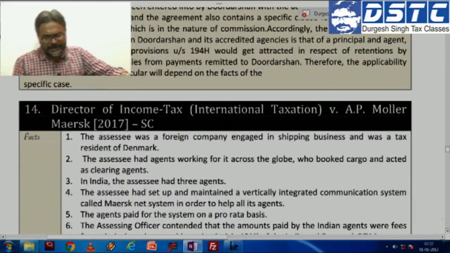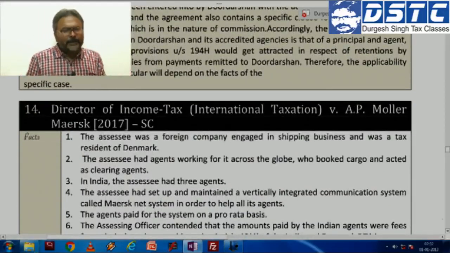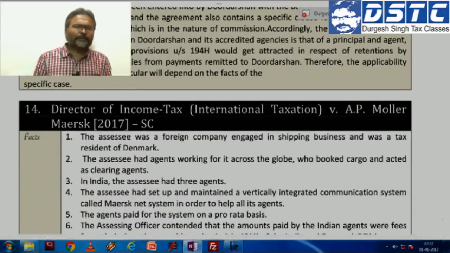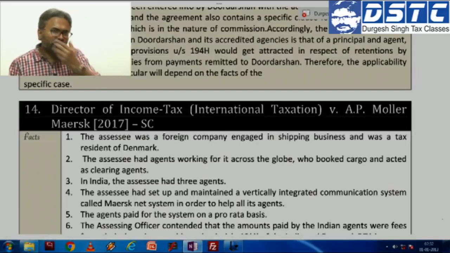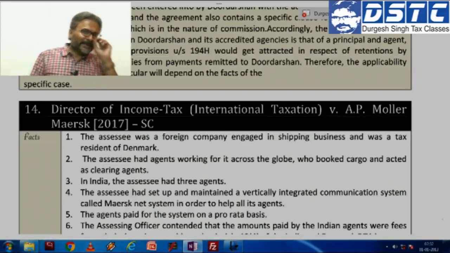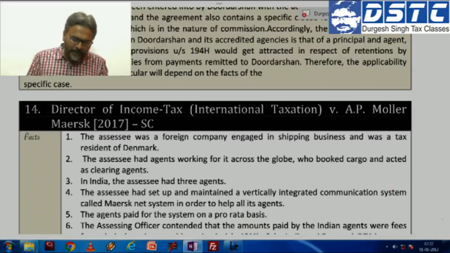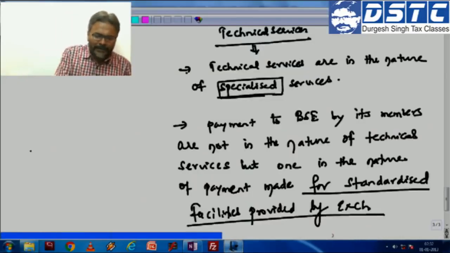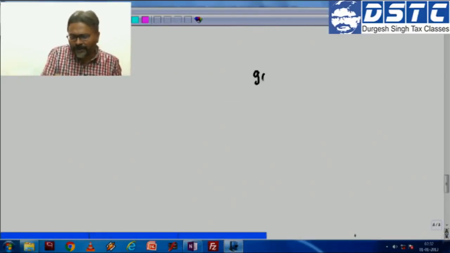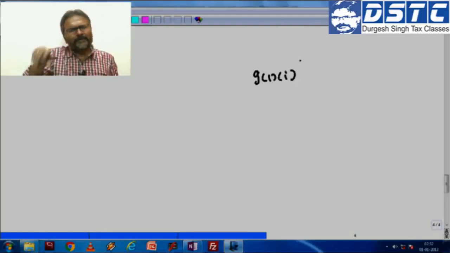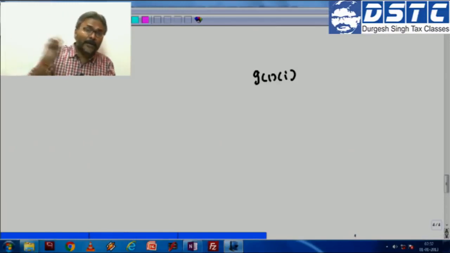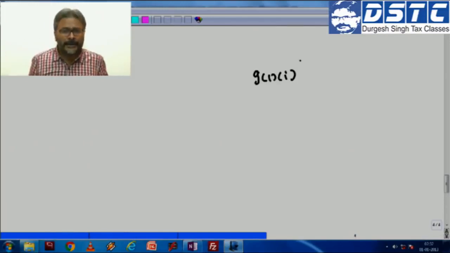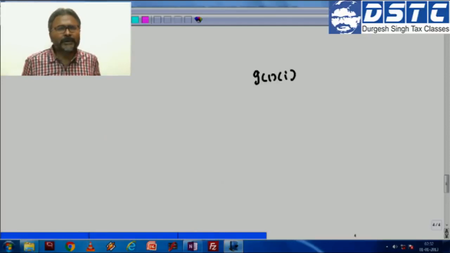With that, students, this is the last case law on that entire classification. Supreme Court judgment, international taxation, section 9(1)(vii), fees for technical services. Students, before that, in section 9 there are two clauses. Section 9(1)(i) has many things, that in these cases the non-resident's income will be deemed to have accrued or arisen in India.